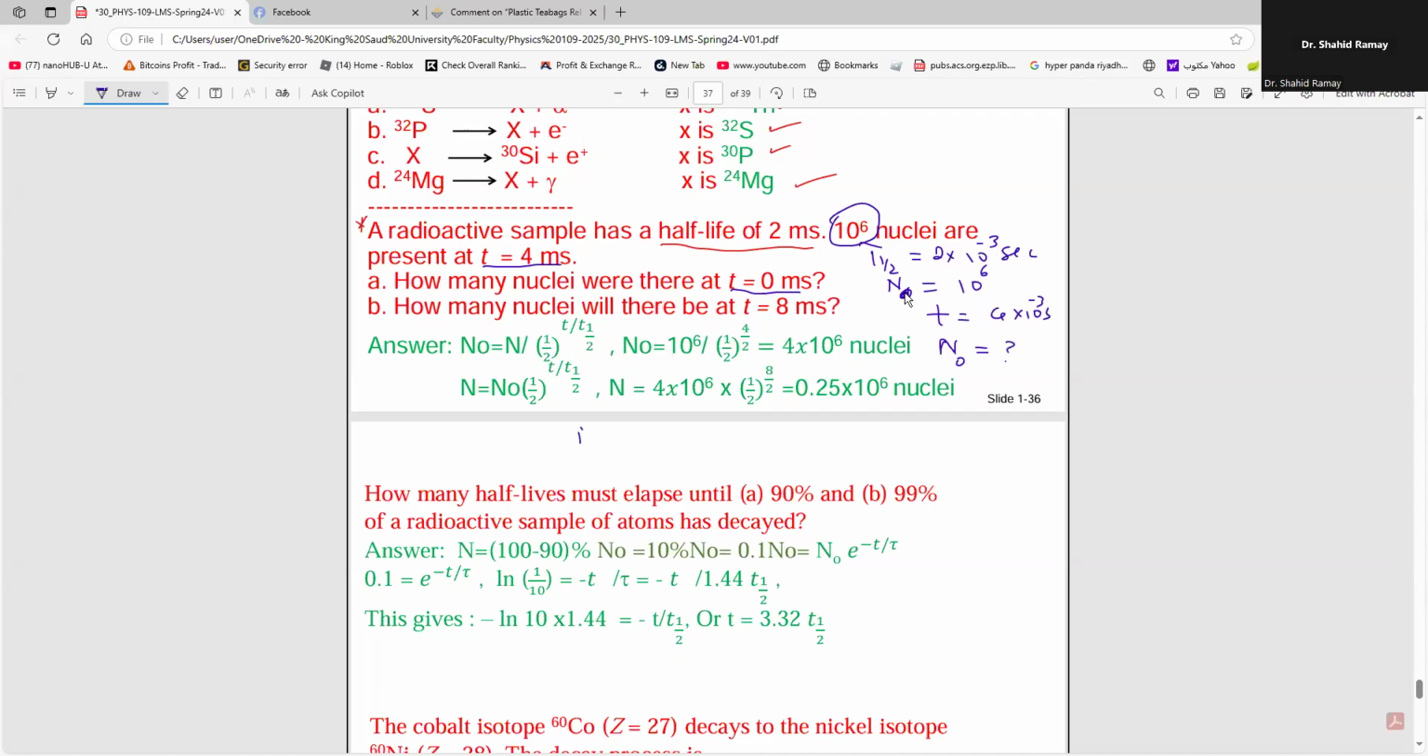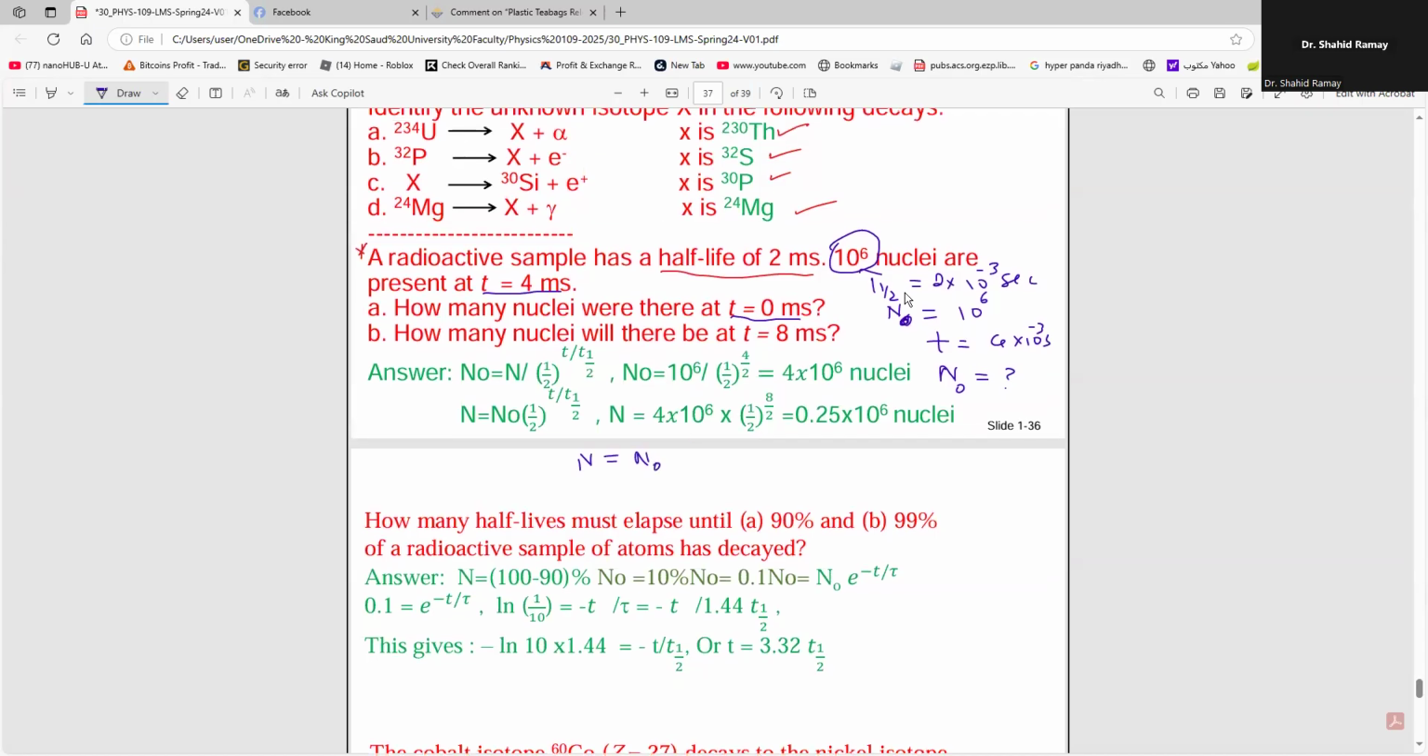Now the formula is the same: N is equal to N naught into 1 by 2 raised to power n. To apply this formula, the N value is given at 4 milliseconds, at this time. So this is 10 raised to power 6. N naught we have to find. 1 over 2 to the n, where small n is t over t half. So t over t half means 4 over 2 into 10 raised to power minus 3. The 10 raised to power minus 3 will cancel, so the answer here will be 2.